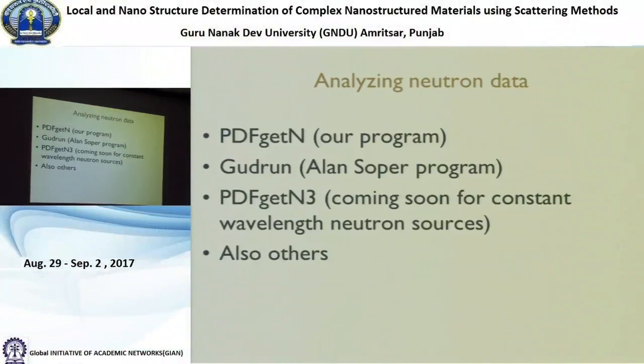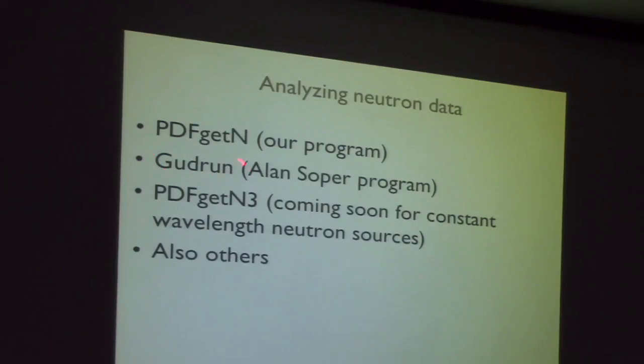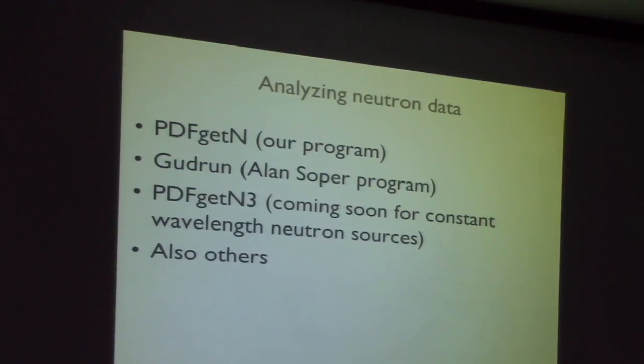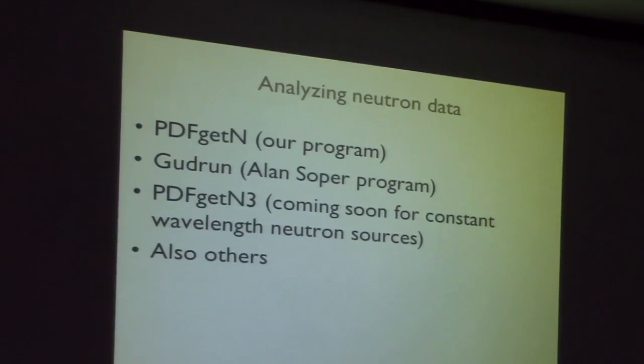I don't think I want to go through that, but coming back to this, all of the corrections are in these programs. Our program is PDFgetN, and this is for time-of-flight neutrons. It's free software. Alan Soper has a similar program, GudrunN, which is like GudrunX, and we're just working on a PDFgetN3 program, which works like PDFgetX3, but this is for constant wavelength neutrons, so reactor neutrons. We have it working quite well, but it's not released yet, and there are also others. Which one of these you use will probably depend on which neutron beamline you'll be working at.